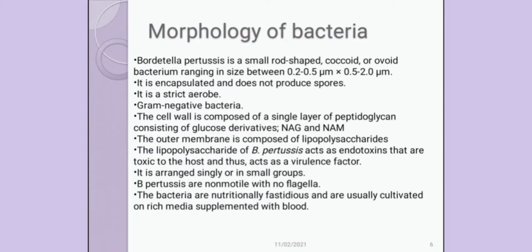As Bordetella species are gram-negative, they contain an outer membrane and an inner membrane, in between which is a cell wall. The cell wall is composed of a single layer of peptidoglycan consisting of glucose derivatives, N-acetylglucosamine and N-acetylmuramic acid, with pentapeptide linkage. The outer membrane is composed of lipopolysaccharides. The lipopolysaccharides of Bordetella pertussis act as endotoxins, which are toxic to the host and thus act as a virulence factor.